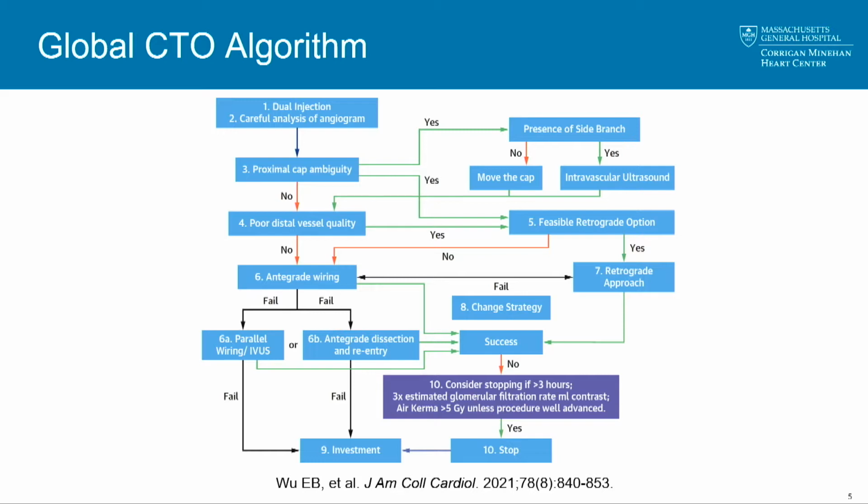There are 5 notable changes compared to the hybrid algorithm. First, the use of parallel wiring. Second, the use of IVUS as an upfront strategy. The third is the removal of ADR as a primary upfront strategy and more as a bailout. Fourth is the fact that there are criteria given for potentially stopping if you're not making progress. And the fifth is stopping with an investment procedure.